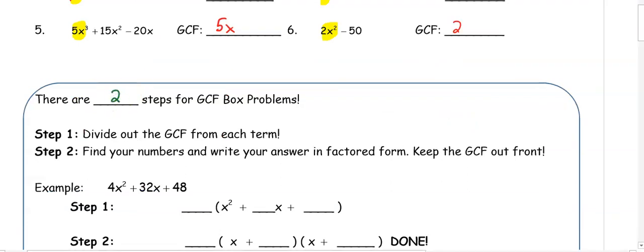So when we get to a GCF box problem, there are going to be 2 steps. The first step is to divide out the GCF from each term. We're going to write that in the front of our expression, and then we're going to find the numbers to write our answers in factored form and keep the GCF out front.